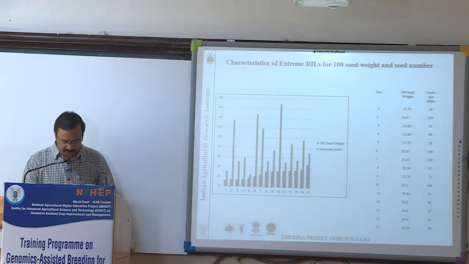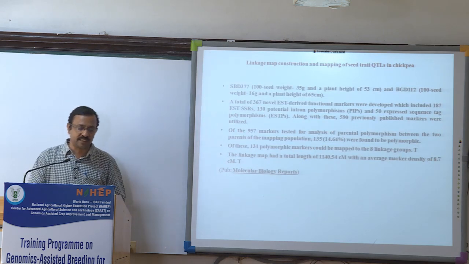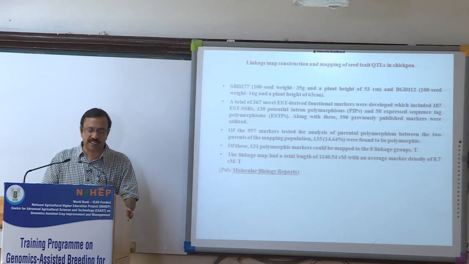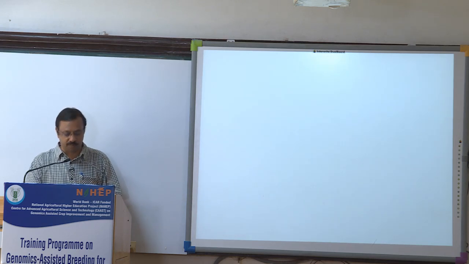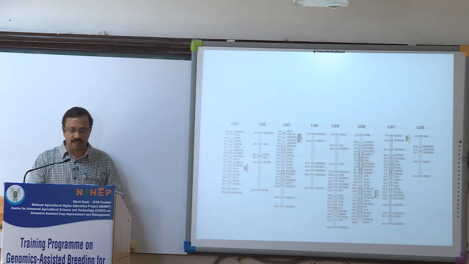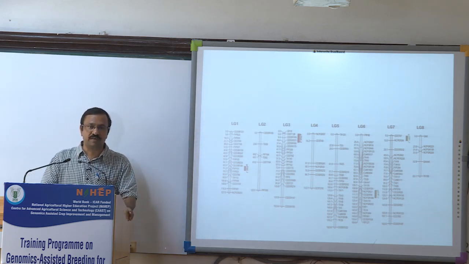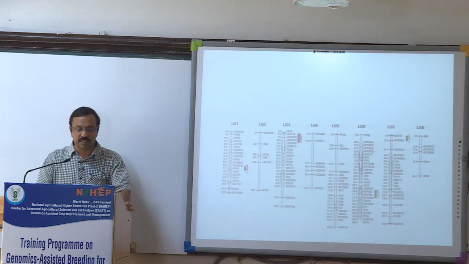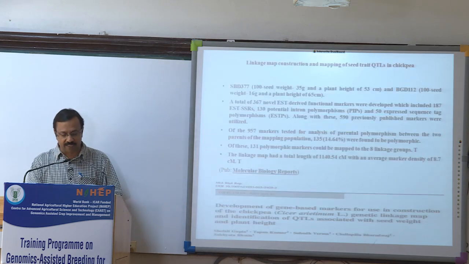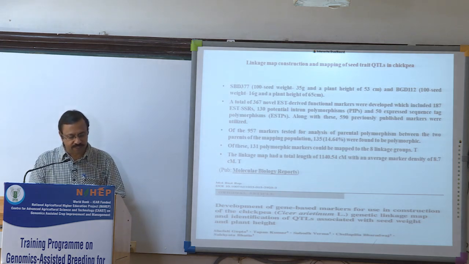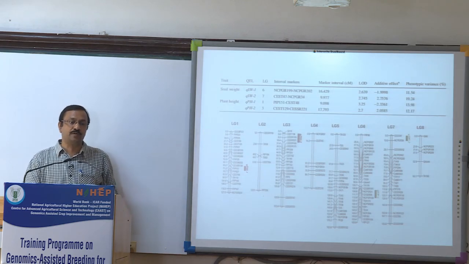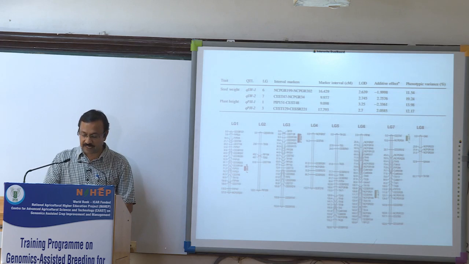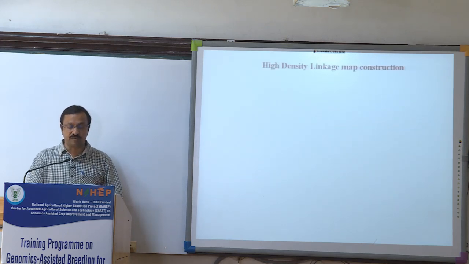So we started characterizing these RILs, and we constructed what you call a dense map, which had almost 957 markers. Again, we published this in Molecular Biology Reports, and we now have chromosomes because we have a consensus sequence, a draft genome sequence. But when we developed this map way back, I think in 2011 or 12, at that time we were still looking at linkage groups, and we could identify solid QTLs both for seed weight, for plant height, and for other basic quantitative traits.